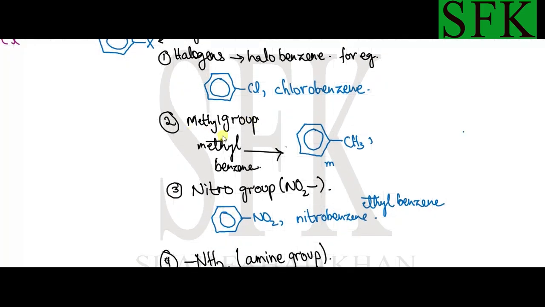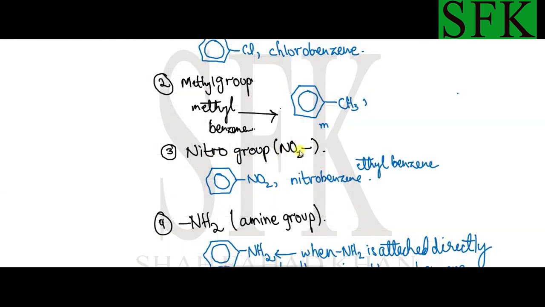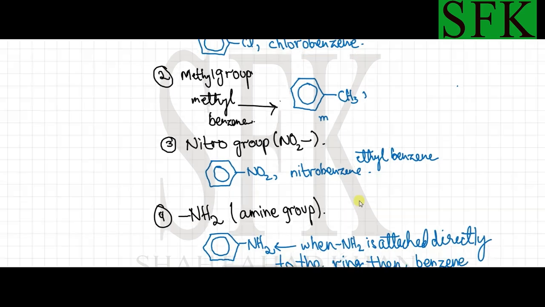Then methyl groups can also be the substituents over here. The CH3 group, the methyl group, can be a substituent. So in this case, it's gonna be named as methylbenzene. NO2 group can also be the substituent. Whenever the NO2 group is the substituent, the compound is named as nitrobenzene.